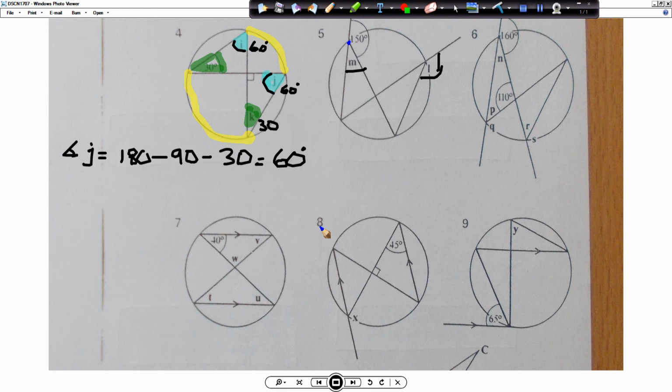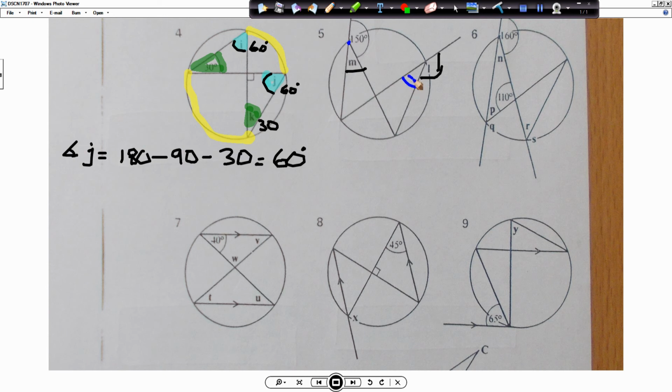Question 5, part 1. Angles at a point on a straight line add 180. Therefore, M equals 180 minus 150 equals 30. That is the mathematical proof of how M is equal to 30. That's how you get the full marks for that examination. Okay, write it down. Get used to writing it down.